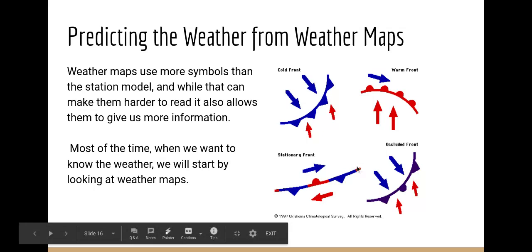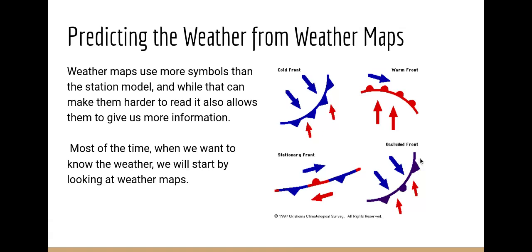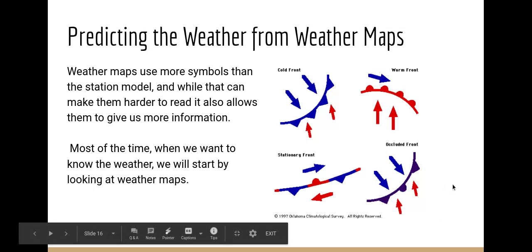A stationary front is kind of a blend of both. This is where there's a cold and warm front on both sides. This one's staying still. And then an occluded front is kind of this dark purple color, but it also will include both the triangles and the circles.